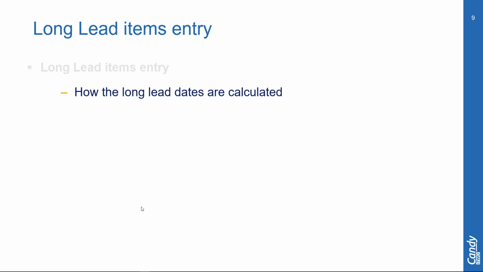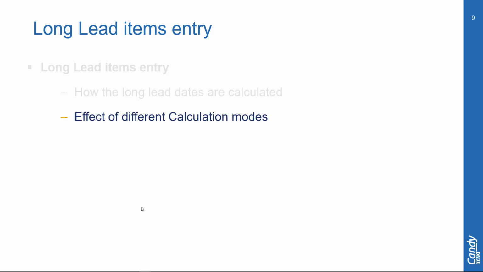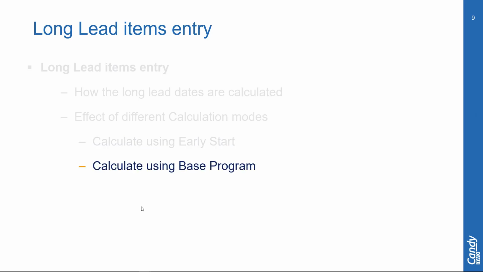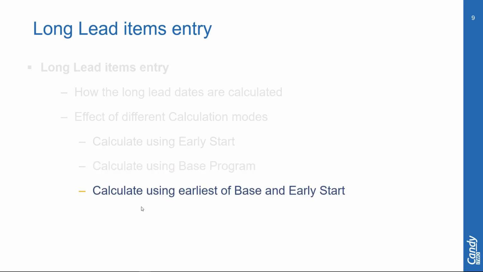We've discussed how the long leads dates are calculated, even with multiple calendars using activities. Let's now discuss the next topic, which is the different calculation modes available in the long lead schedule. They are three. The first one is calculating using the early start. Next one is calculating using the base program, and then calculate using the earliest of base or early start.